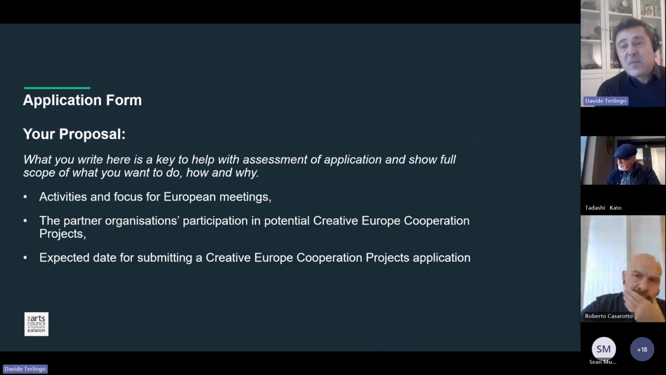This is important because it will be a very competitive context, and so we probably will not be able to support all applications. The clearer your plans are, the more likely the application is to succeed.